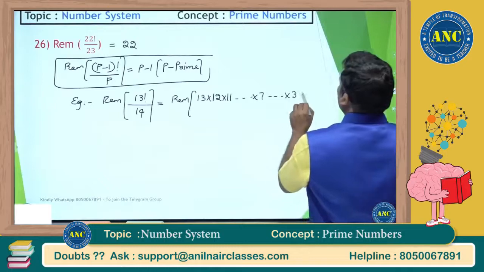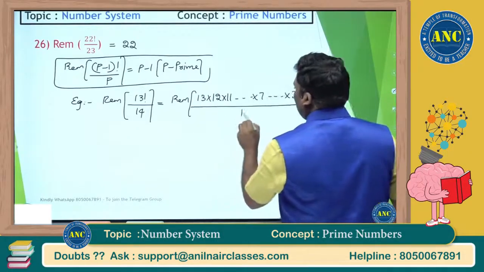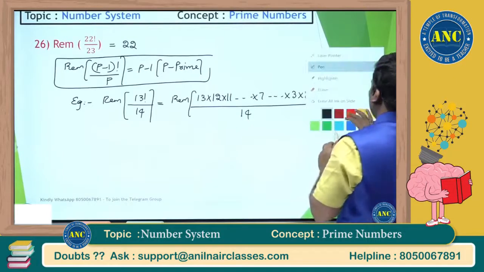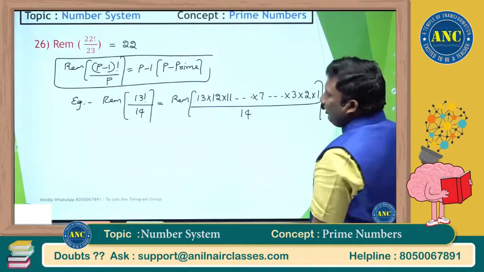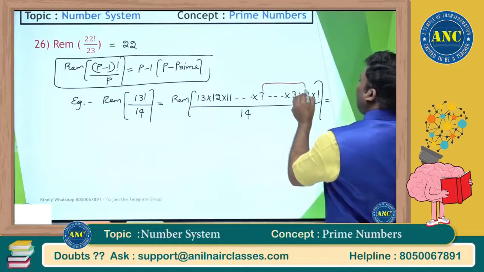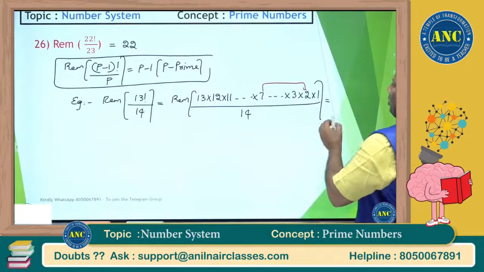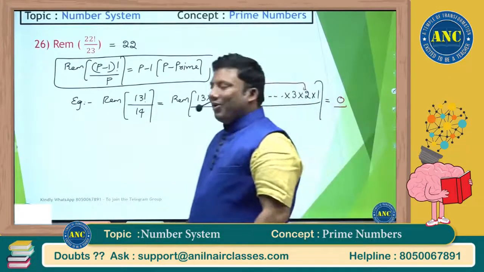13 into 12 into 11 and so on up to 3 into 2 into 1, divided by 14. Here 7 is there, and here 2 is there. 7 into 2 is 14, and 14 into any number divided by 14 gives remainder 0. The answer is 0. Are you all with me?